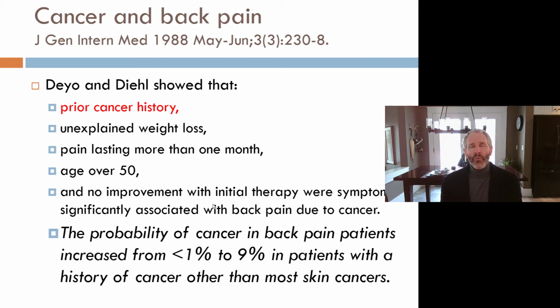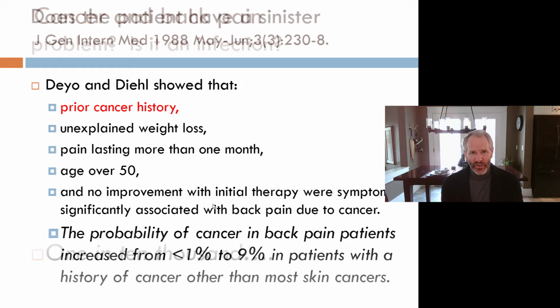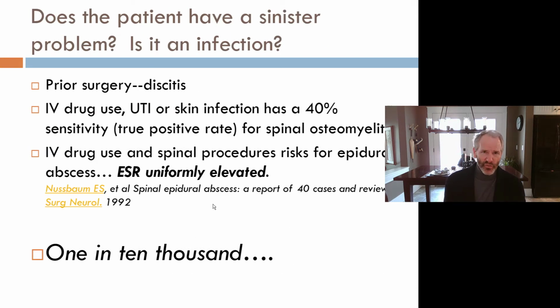The next most worrisome thing is an infection, and most infections are related to either spinal procedures, prior skin infection, prior urinary tract infection, and they're much less common than cancer as a cause. People who have intravenous drug use in their background also have an increased incidence of infection. These are often referred to as spinal osteomyelitis. You can have an abscess around your disc after an epidural injection, either for pregnancy or for pain treatment. People who've had prior surgery can have disc infection called discitis.